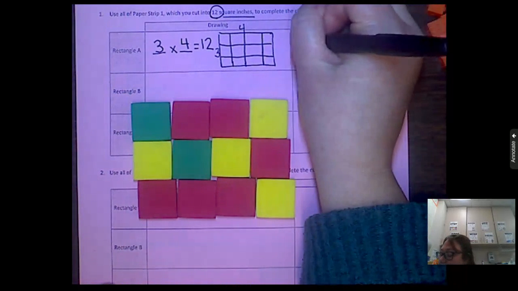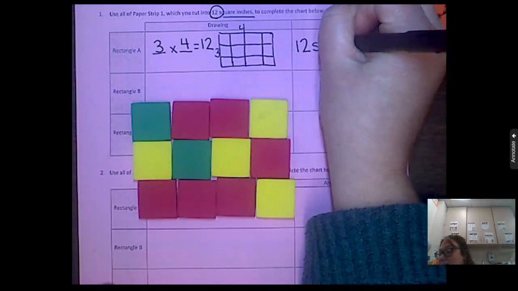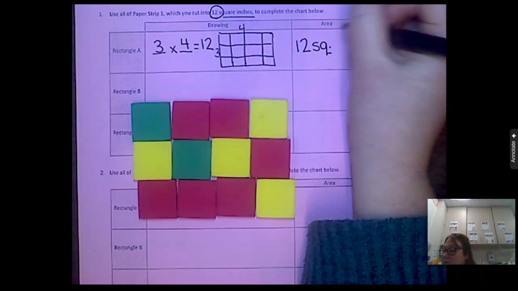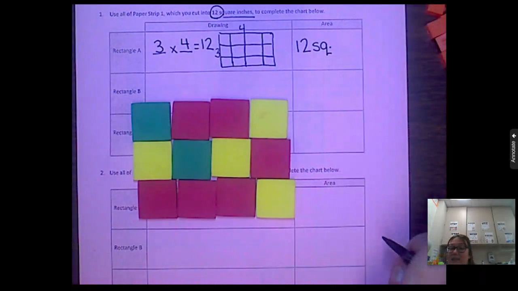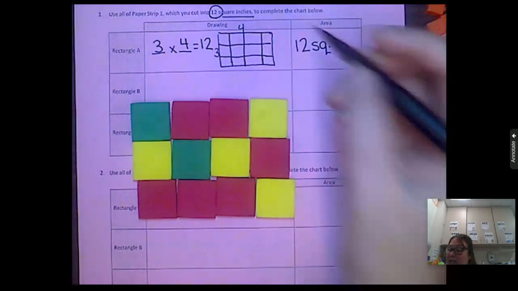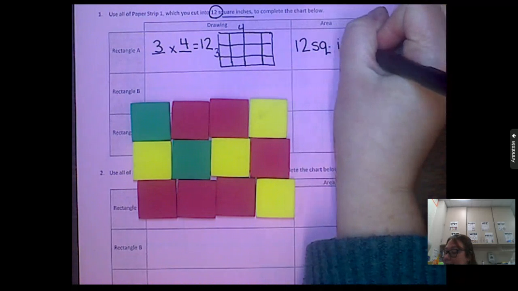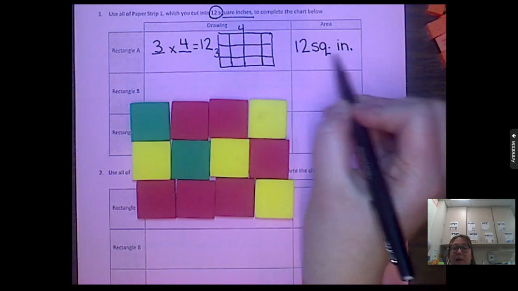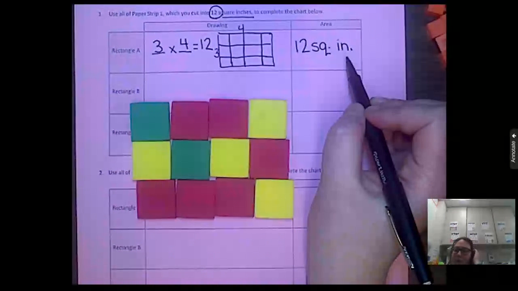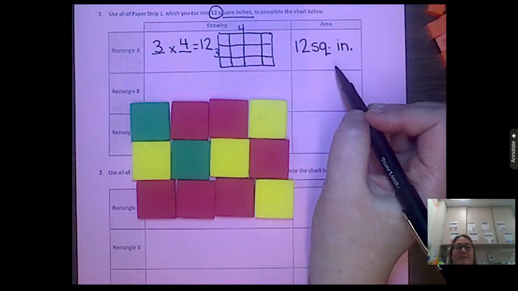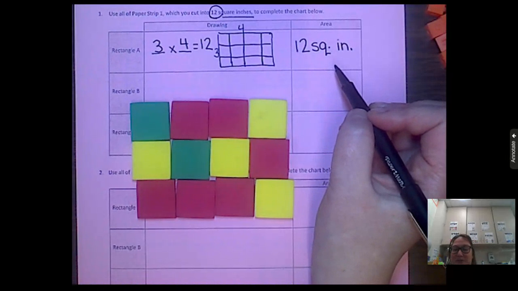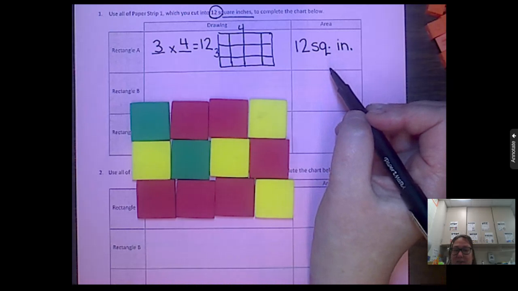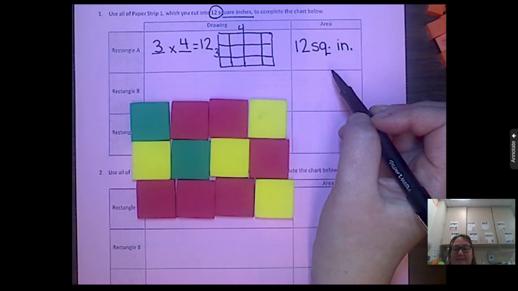So the area will be 12 square, and we can put SQ as an abbreviation for square. And then we can say square units, but these are square inches. So I'm going to put IN to represent inches. So my area is 12 square inches. This abbreviation means 12, and this one means inches. So 12 square inches is my area. This is kind of fun too because we get to use this new label, which is new for us. We're getting to be older mathematicians.